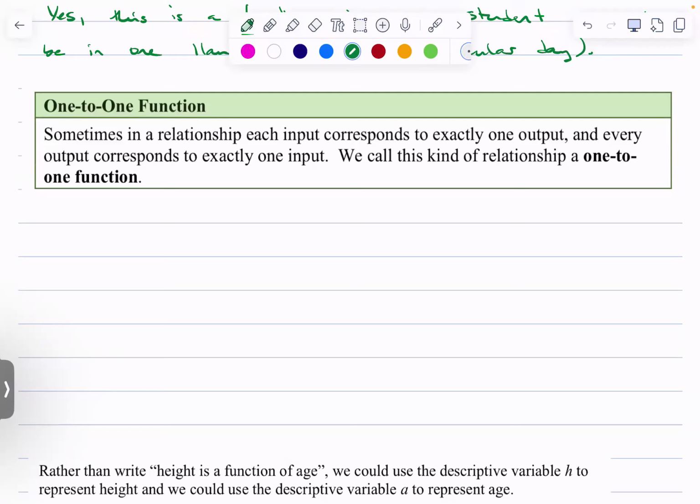So, talk about functions, how they are special cases of just equations in general, right? And so now let's talk about a special case of a function, which is a one-to-one function. Okay? And so sometimes in a relationship, each input corresponds to exactly one output, right? And here's the special case, right? Because that's just a function, okay? And every output corresponds to exactly one input, okay?